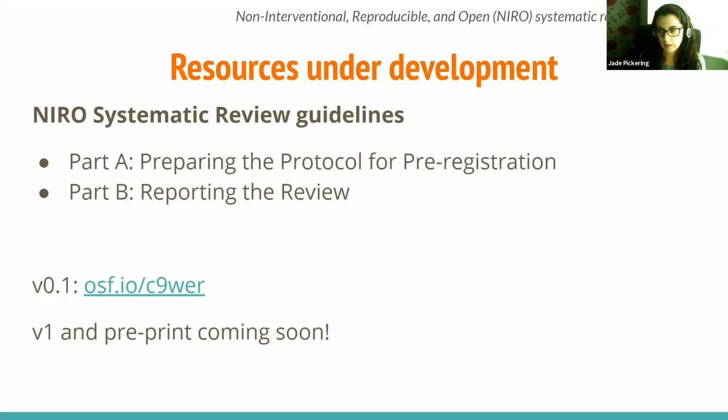So there are two main key differences in the NIRO guidelines versus the existing ones. One is just the type of research that you're synthesizing, and the second one is the emphasis that we've put on transparency and openness. We don't have time to go into detail of exactly how we developed these, but briefly, we took the gold standard guidelines that already exist. So for example, PRISMA is probably the most famous one.